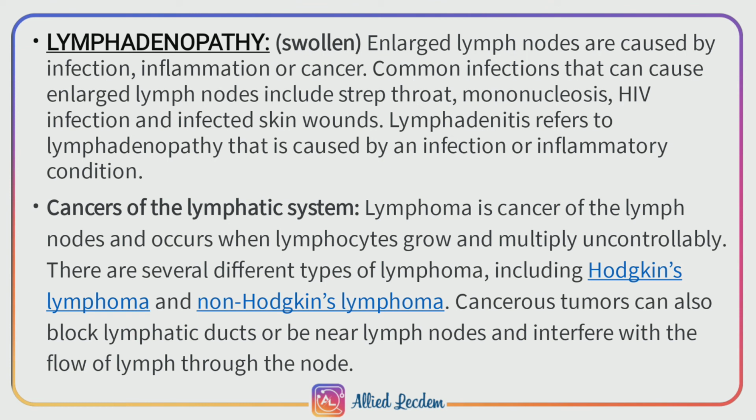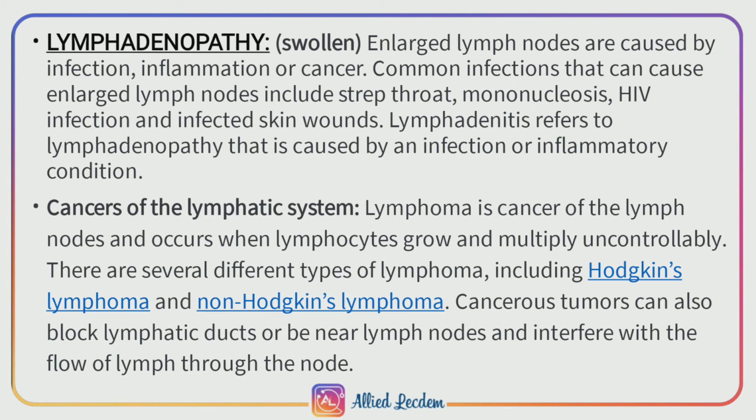Next is lymphadenopathy. It refers to enlarged lymph nodes caused by infection, inflammation or cancer. The common infections that can cause enlarged lymph nodes are strep, mononucleosis, HIV, and infected skin wounds. Lymphadenitis refers to lymphadenopathy that is caused by an infection or inflammatory condition.